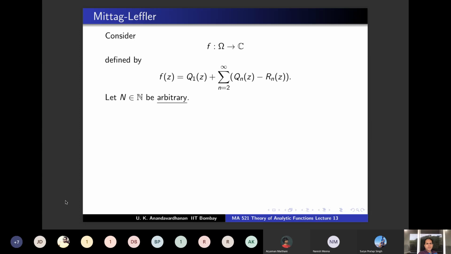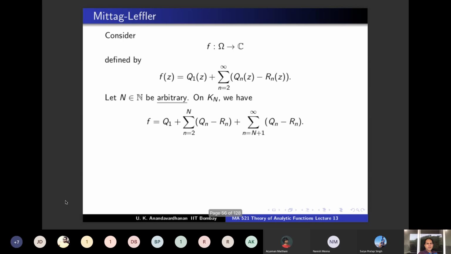So choose an n arbitrary and take, in the compact exhaustion, the nth compact set Kn. On Kn you have f equal to this, right? So you write this as q1 plus the sum from 2 to n of (qn minus rn), plus the remaining terms, from n plus 1 to infinity, of qn minus rn. Okay, you have considered it as a sum of three terms.